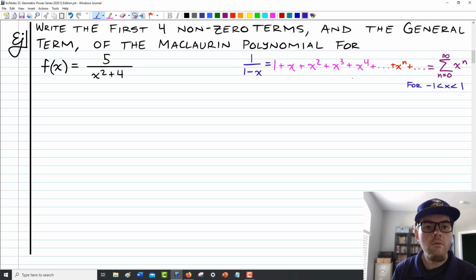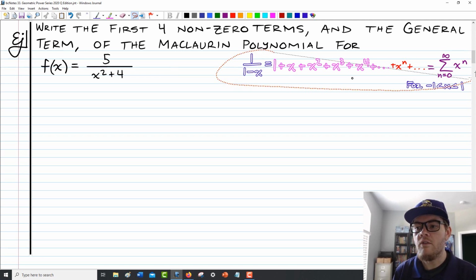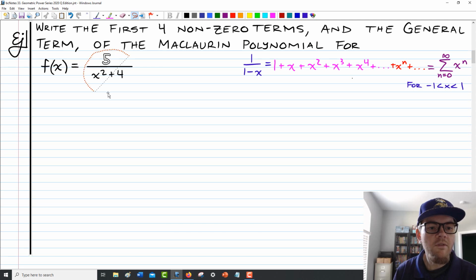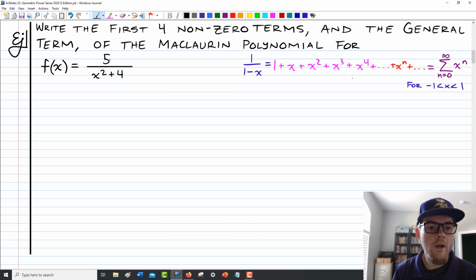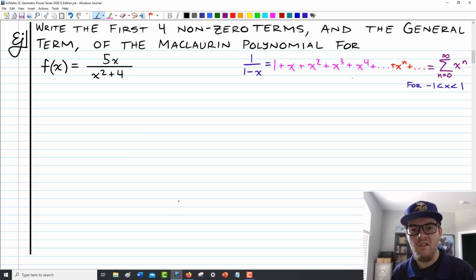Okay, so what do we want to do? We want to construct the power series, just like this one has, but specifically for another rational expression. In this case, let's make this a little more interesting, for the function 5x over x squared plus 4. So we want to come up with a power series the same way. As the instructions say, we want 4 non-zero terms and the general term of the Maclaurin polynomial for this guy. You could also call it the power series for this guy, your call.